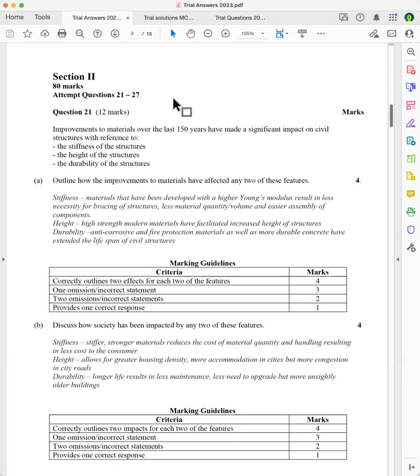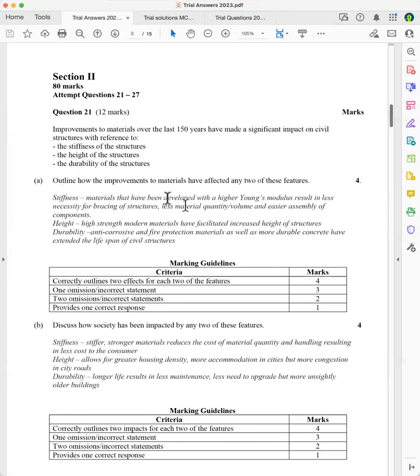All you have to do is, with outline, you've got to sketch in general terms and indicate the main features. So you don't put that into a sentence, you just say stiffness, right? Or you can put stiffness of the structures, but I just put stiffness there. And then you outline the main features here. So materials that have been developed with a higher modulus results in less necessity for bracing, less material quantity and volume, and easier assembly of the components.